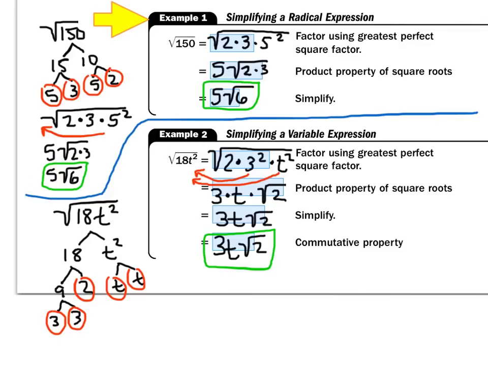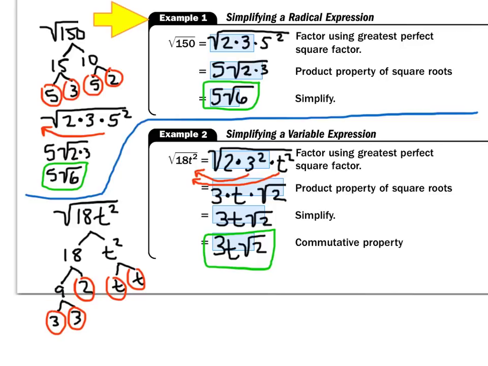Take a look at example 2. Okay, let's say I want to simplify the square root of 18t to the second power. Well, again, look at what I did here in the margin. I wrote the square root of 18t to the second power. So again, split these apart. On one branch, put the 18. On the other branch, put t to the second power. And then break apart 18. That would be 9 times 2, and circle the 2 because it's prime. And then break apart 9 to be 3 times 3.